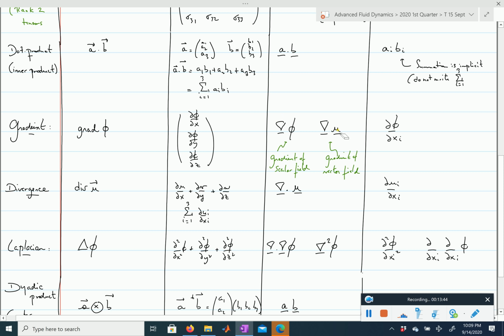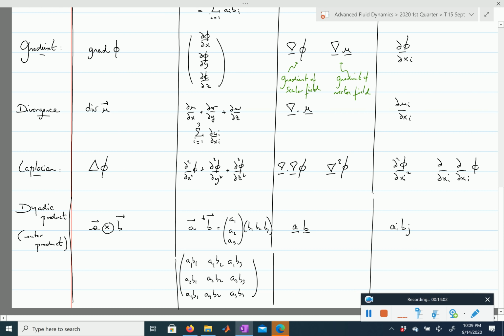Now let's look at the gradient of a vector. I have a 1. Here there is no dot, so that would be a plus. So I have 1 plus 1. This is a rank 2 tensor. The gradient of a vector is a matrix.